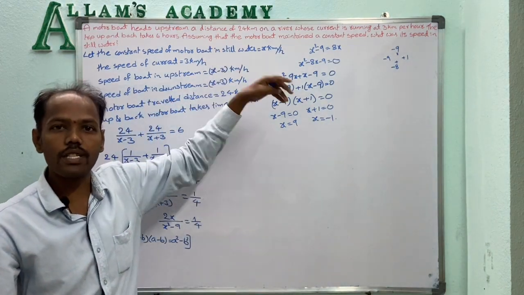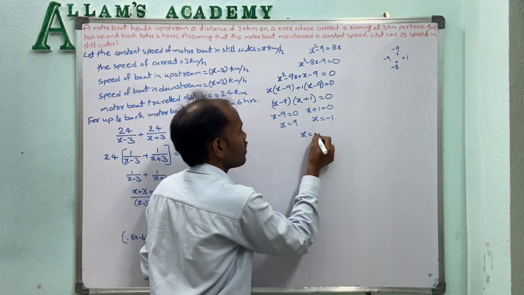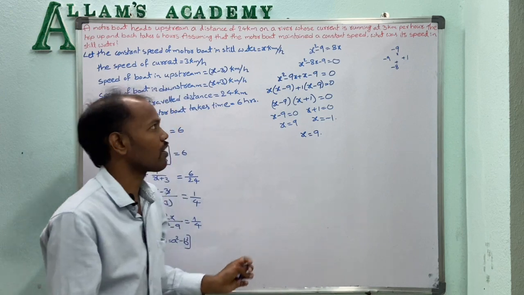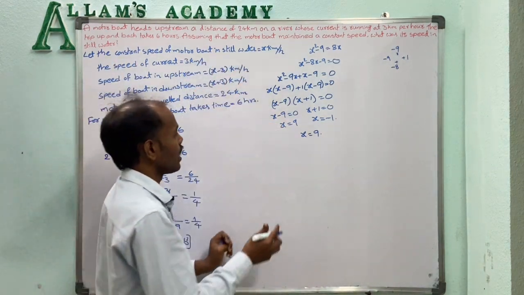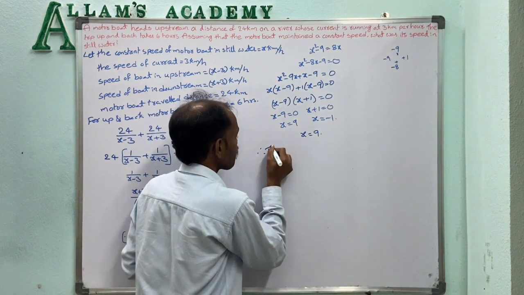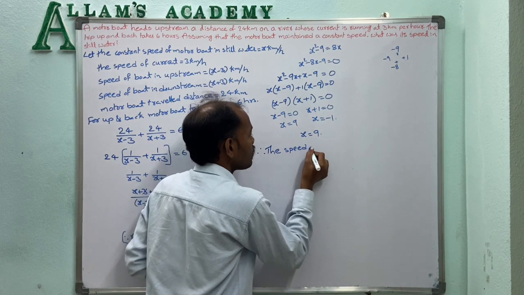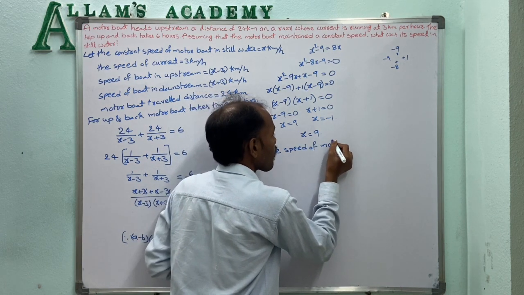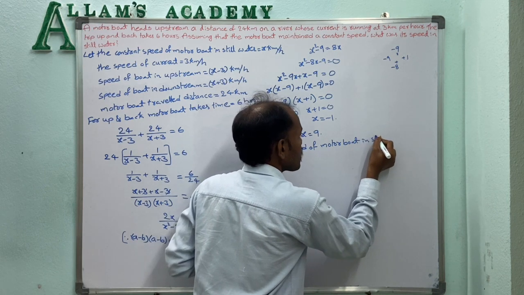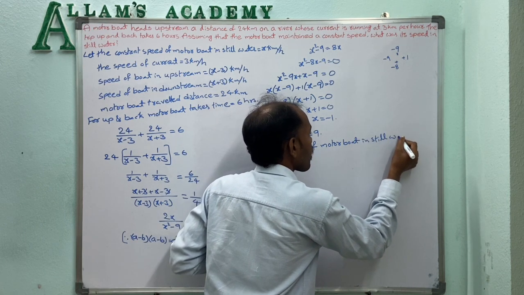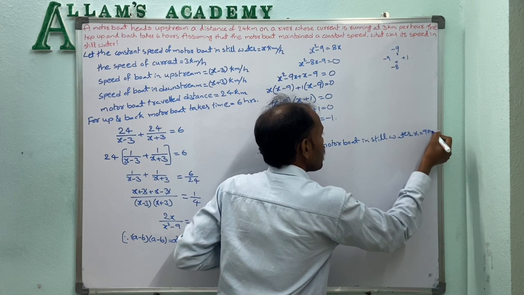We are finding the speed of the motor boat, which is not a negative number. So the x value is taken as a positive number, that is x equal to 9. Therefore, the constant speed of the motor boat in still water is 9 kilometers per hour.